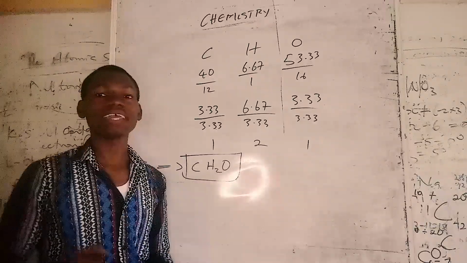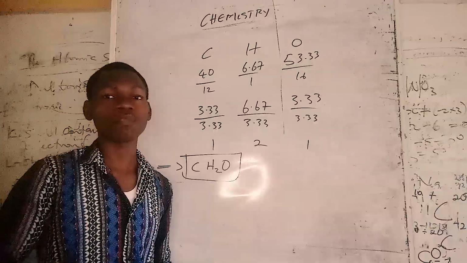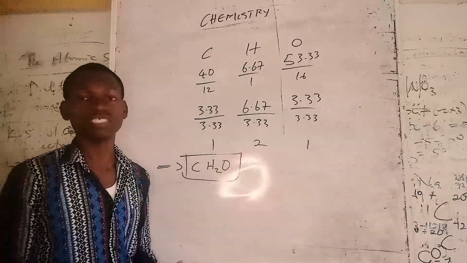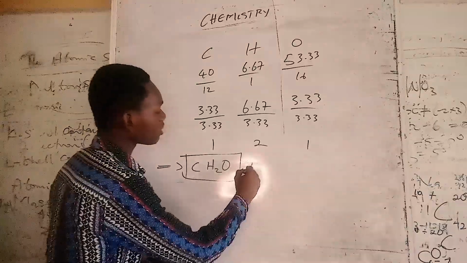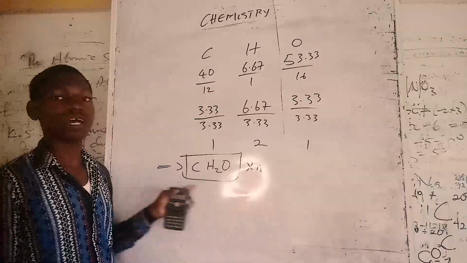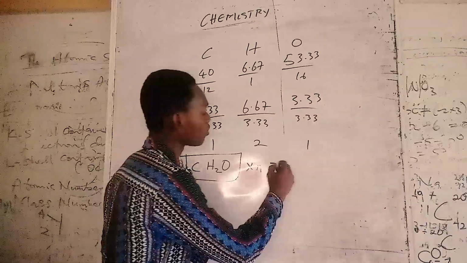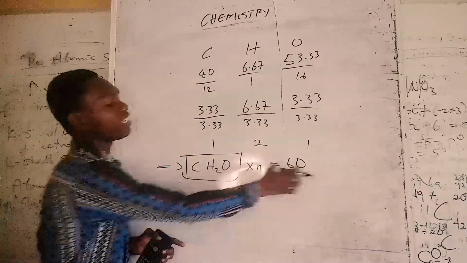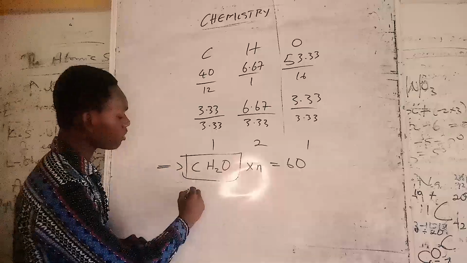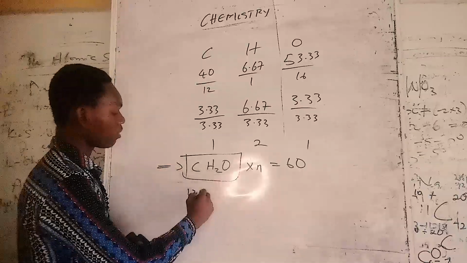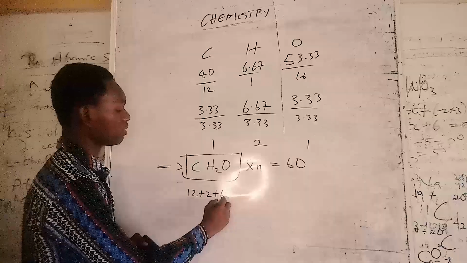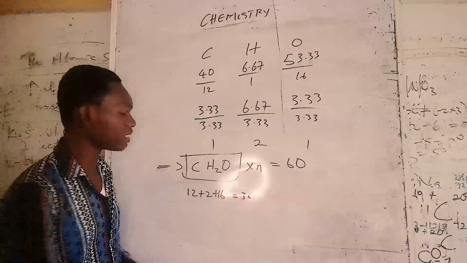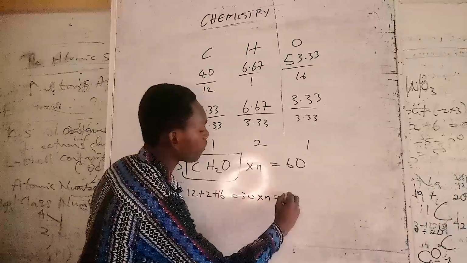But we are told to identify the real formula. How do we identify the real formula? We are given a hint that the relative molecular mass of this is equal to 60, right? It simply means that something is multiplying this particular formula to give us 60, because if we calculate the relative molecular mass of this empirical formula, it won't give us 60. So let's do that. Carbon is 12, hydrogen is 1 times 2, which is 2, plus 16. If we calculate, this gives us 30. It didn't give us 60, which means that something is multiplying to give us 60.